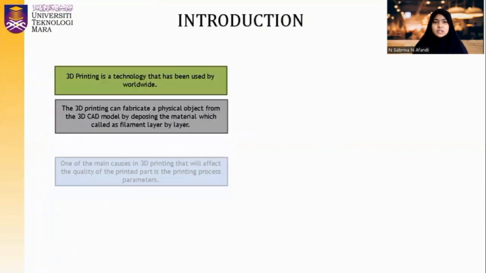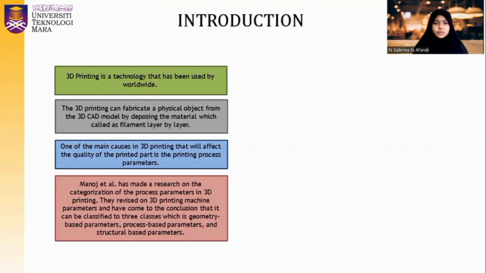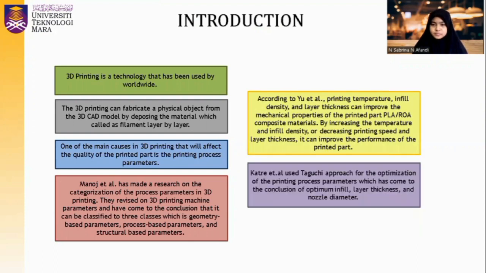3D printing is a technology that has been used worldwide. One of the main causes in 3D printing that will affect the quality of the printed part is the printing process parameters. Past research has made a research on the categorization of the process parameters in 3D printing. They revised 3D printing machine parameters and have come to the conclusion that it can be classified into three classes, which is geometry-based parameters, process-based parameters, and structural-based parameters.